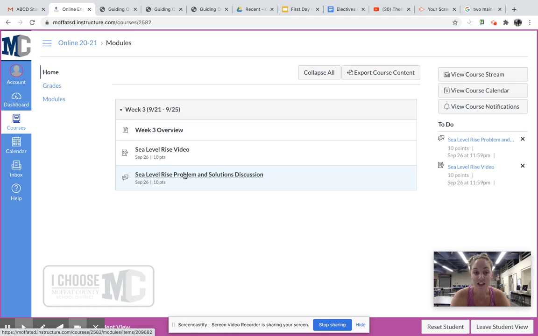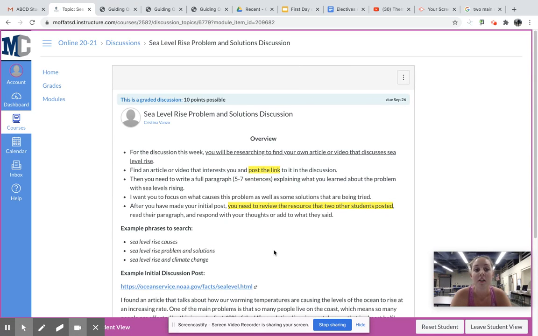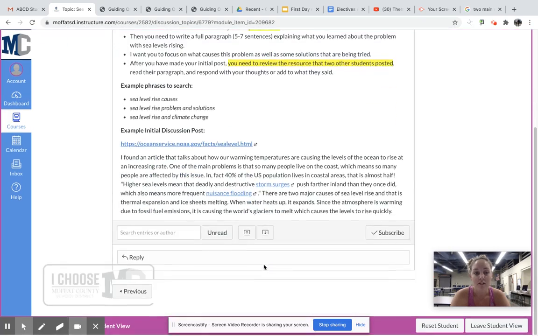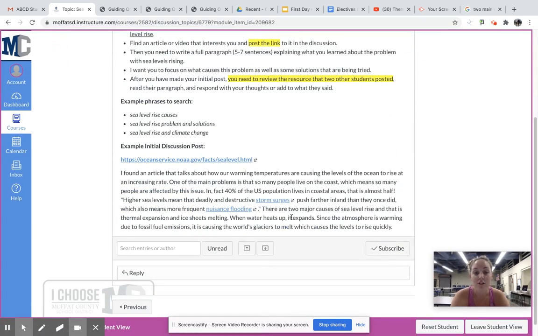The second assignment that is due this week is the sea level rise problem and solutions discussion. I have all of the directions written out here, and I've even created an example initial discussion post so that you have an idea of what that should look like.